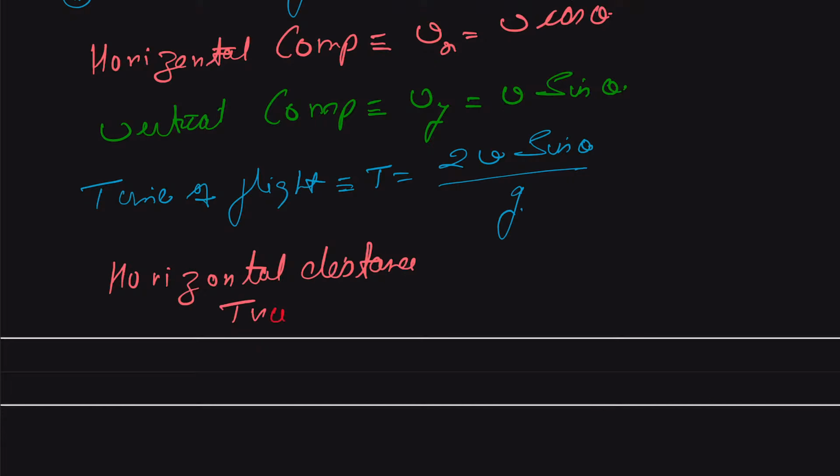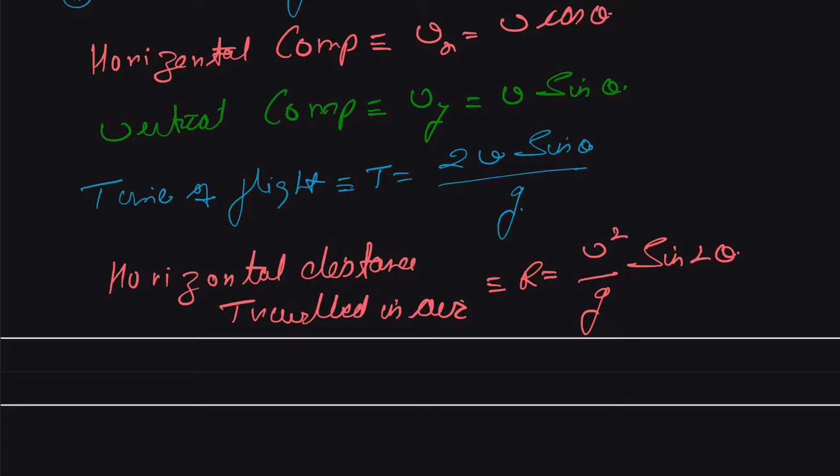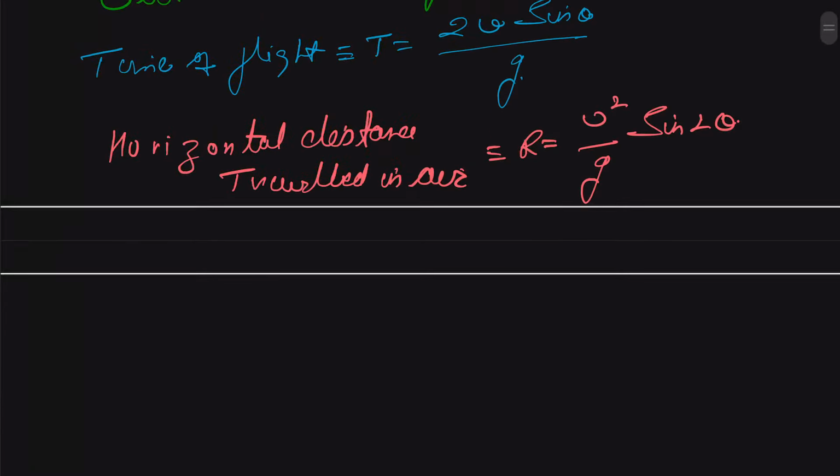Distance traveled in air, that is nothing but our range, that is R, and that is V square upon g sine of 2 theta. That's the basic formula for this projectile. Now we come to our second part, that is when it is going to make an impact.